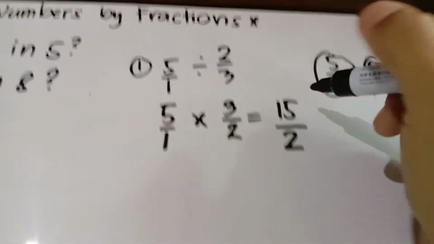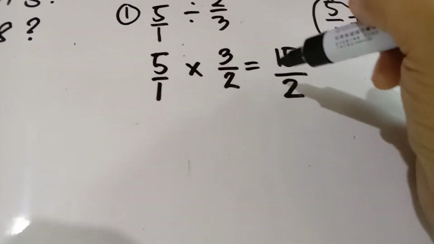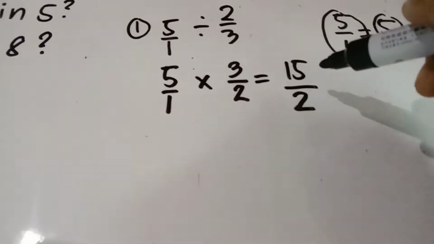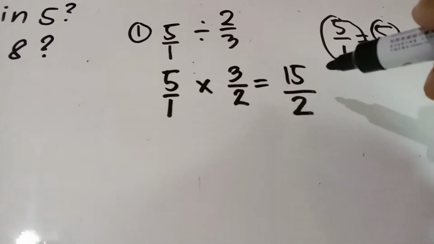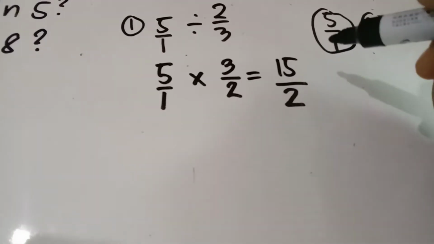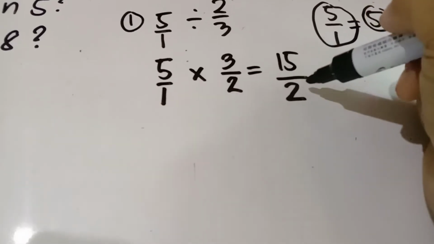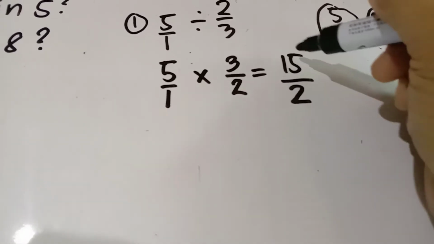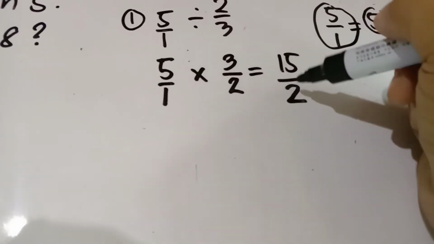Okay, then after getting the answer, double check. Try to look at if the answer is in lowest term or in a mixed number. Okay, 15 over 2, try to check. Mas malaki yung numerator kaysa denominator. So, the answer is an improper fraction.